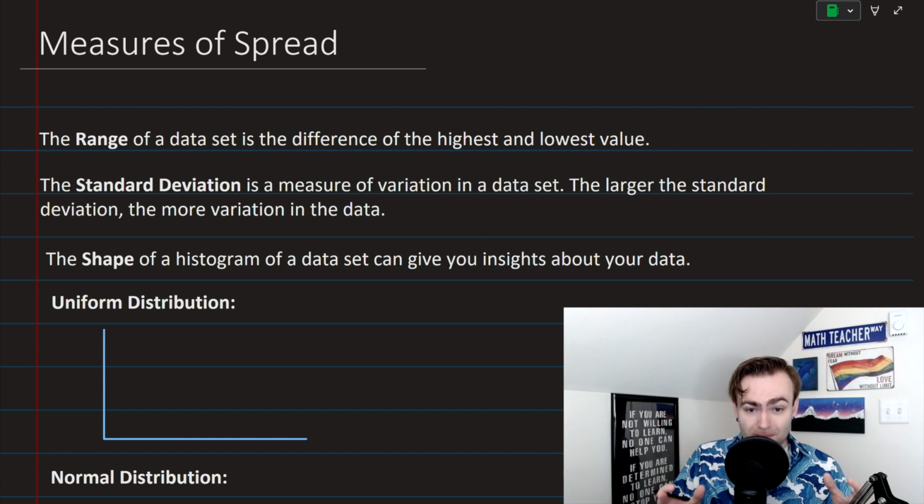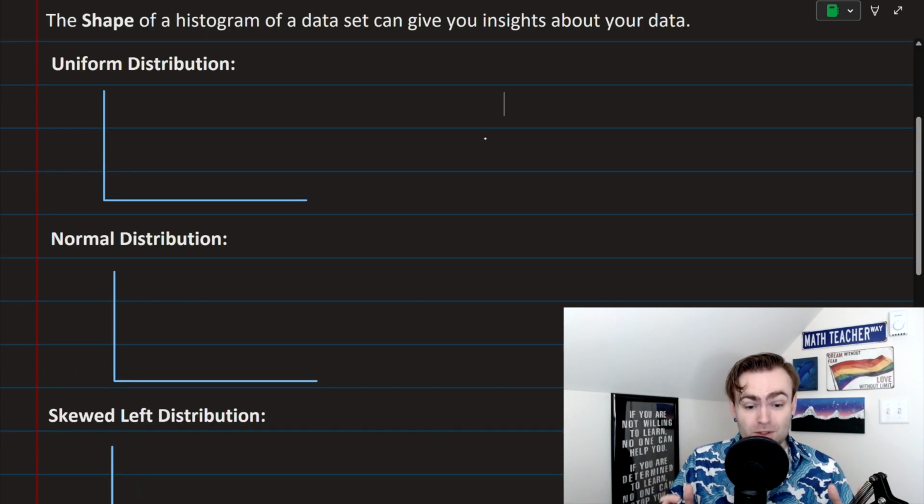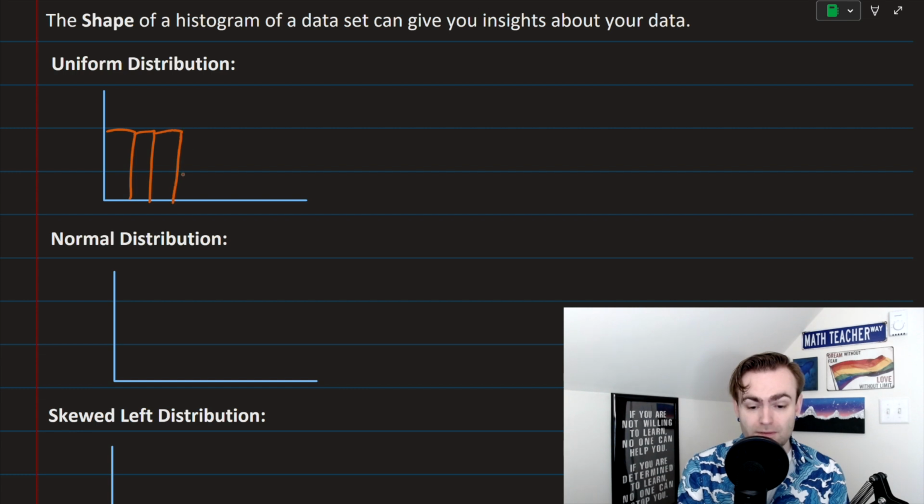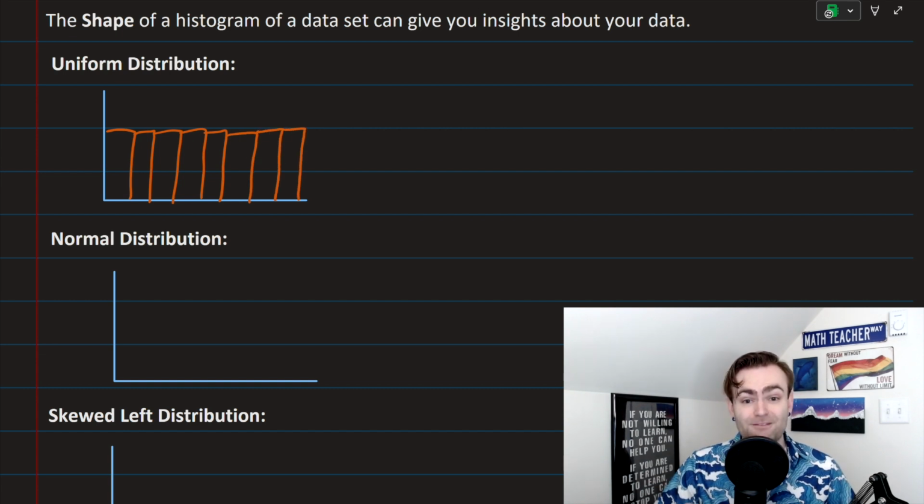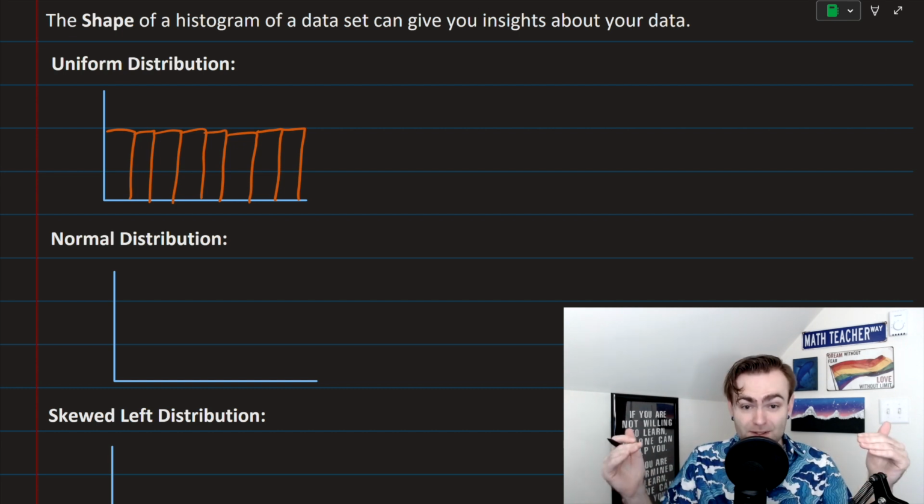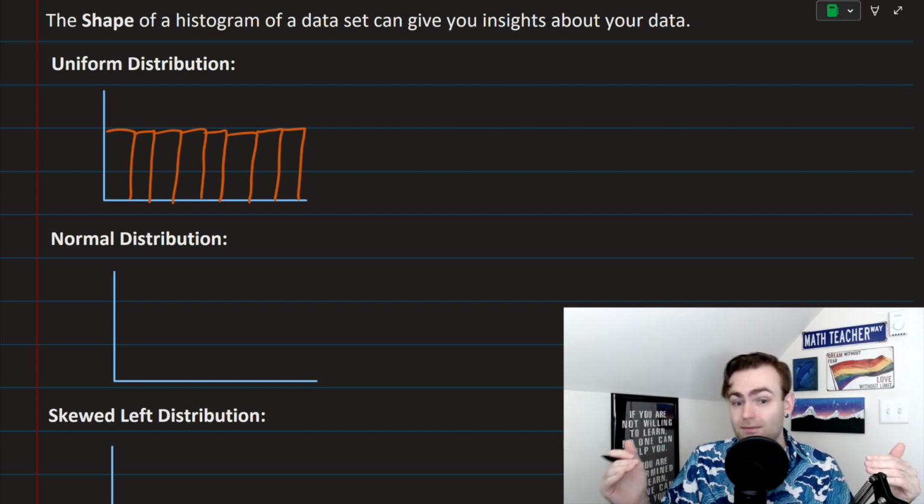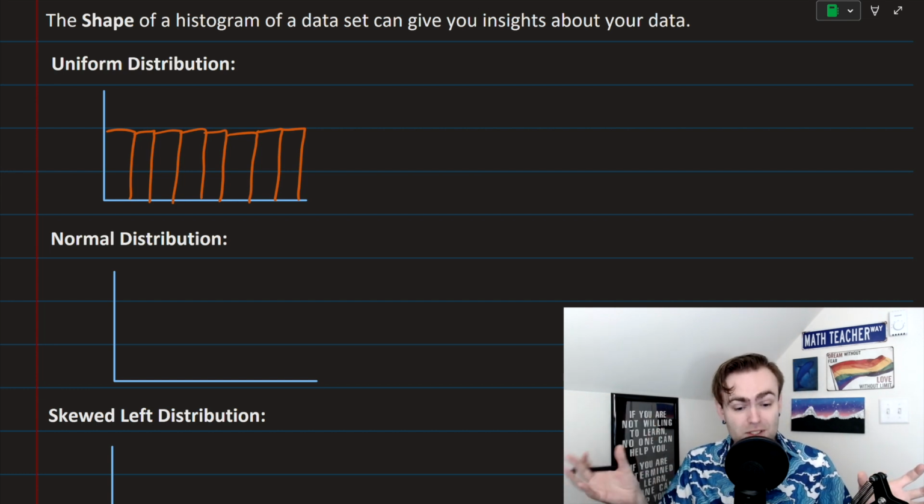Finally, the shape of a distribution of data can give us a lot of insights as well. So let's talk about a few different shapes. The first shape we're going to talk about is a uniform distribution. That is where all of our values appear the same number of times, or roughly the same number of times. And that means that there's a lot of variance in your data. There might not be a whole lot of causality there. So uniform just means there's an even spread of data from your smallest values to your largest values.